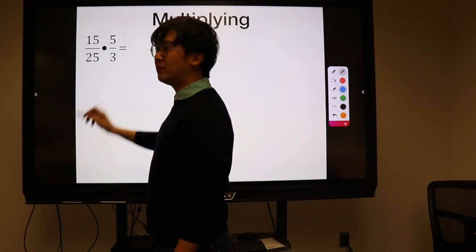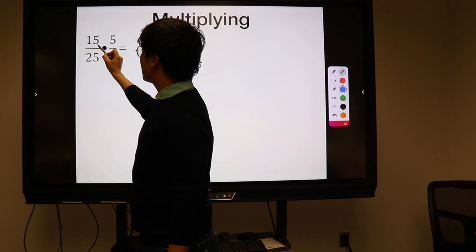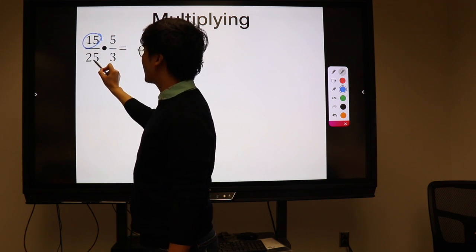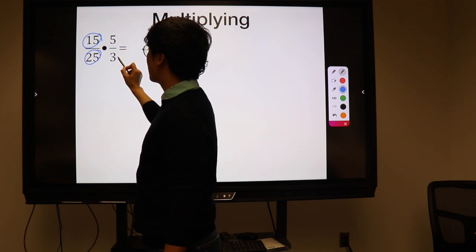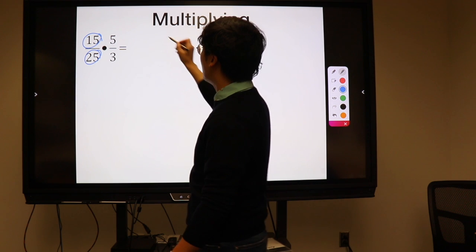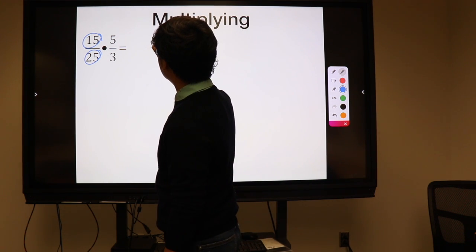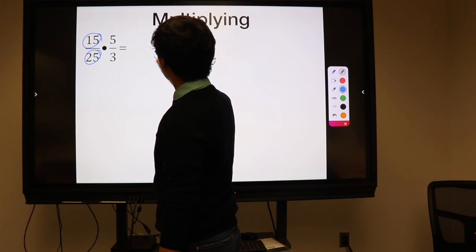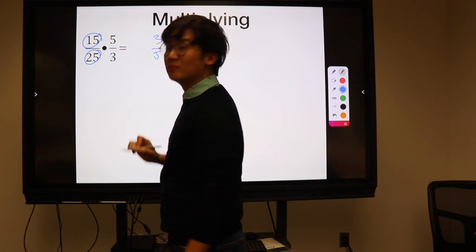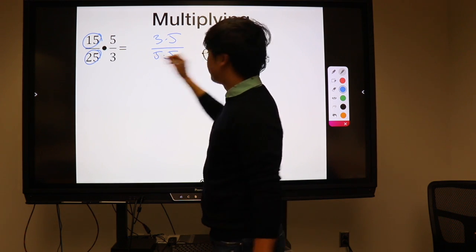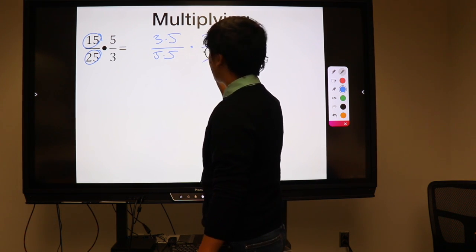15 over 25. Can we factor out 15? Yes. Can we factor out 5? No. Can we factor out 25? Yes. Can we factor out 3? No. So we're going to change 15 over 25 to its prime factors. What's the prime factor of 15? 3 and 5. Yes. How about 25? 5 and 5. 5 times 5 is 25, right? And we did not change this, right? Yes. So we'll just copy it.